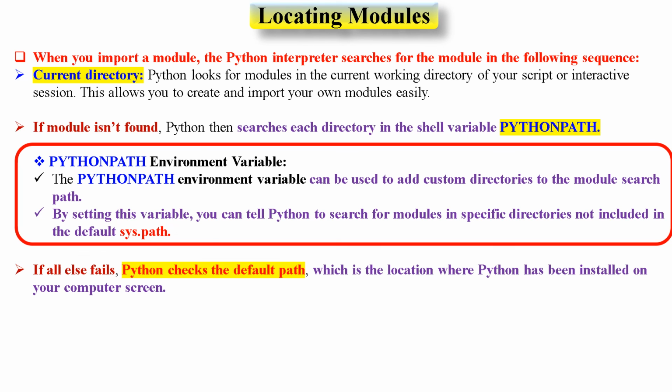So, what is the PYTHONPATH environment variable? The PYTHONPATH environment variable can be used to add custom directories to the module search path. By setting this variable, you can tell Python to search for modules in specific directories not included in the default sys.path. Finally, if all else fails, Python checks the default path, which is the location where Python has been installed on your computer.